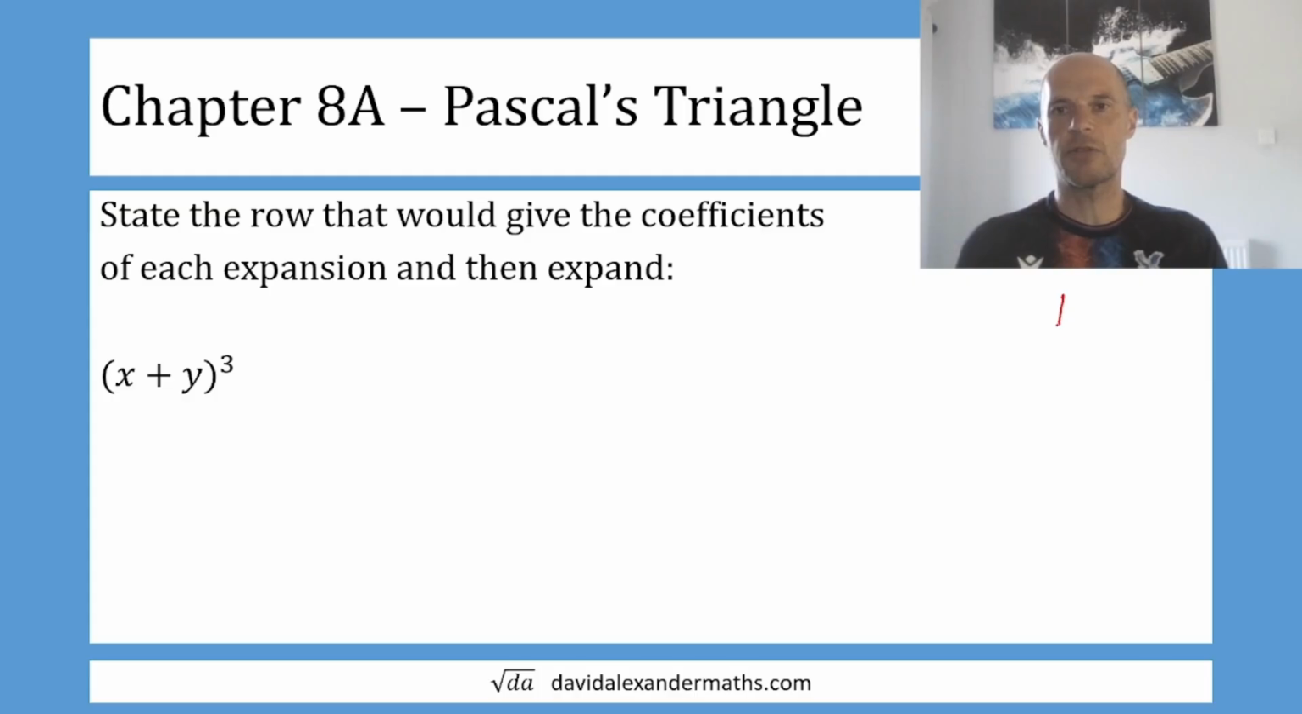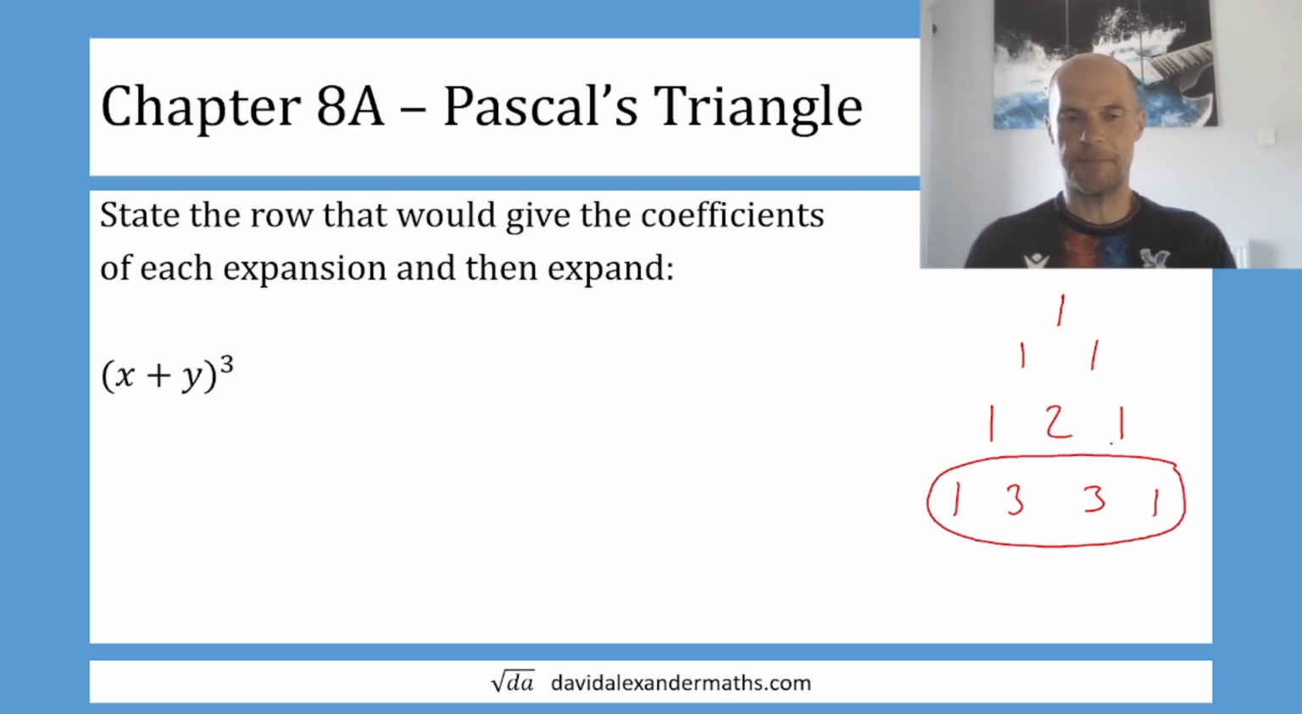Pascal's triangle: the first row is just the 1. The second row is 1 and 1 again. And the third row is 1, and in the middle 1 plus 1 is 2, and 1 on the outside. The fourth row is 1 on the outside, 1 plus 2 is 3, 2 plus 1 is 3, and 1 on the outside. So this is the row we are interested in.